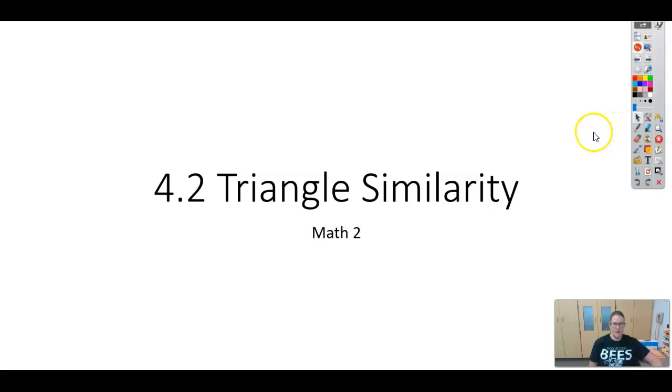Hi guys, so this video is on triangle similarity. This is going to use some of the things that we learned about scale factor and dilations. We know that a dilation changes the size of a figure without changing its shape. So that is what we're going to be thinking about as we go through this and think about triangle similarity.